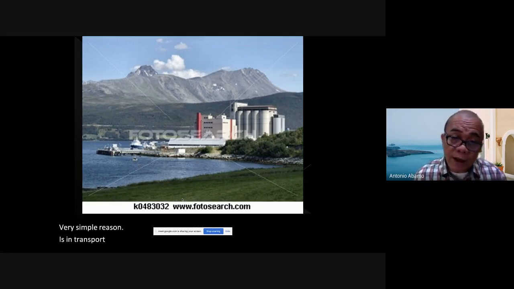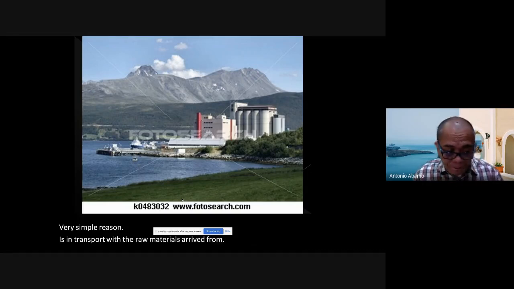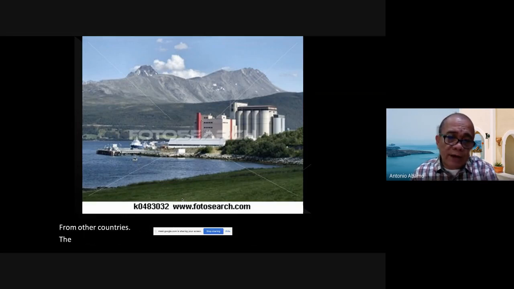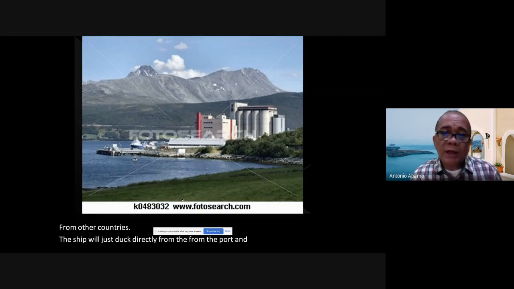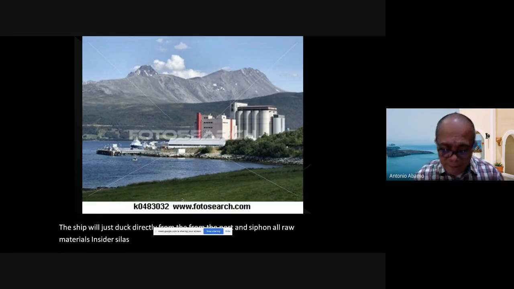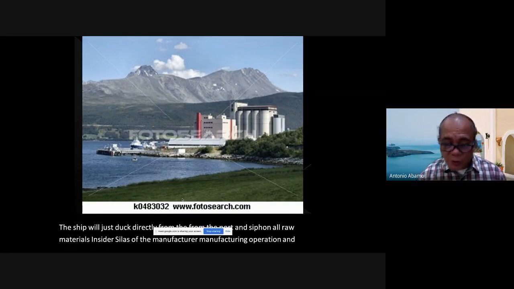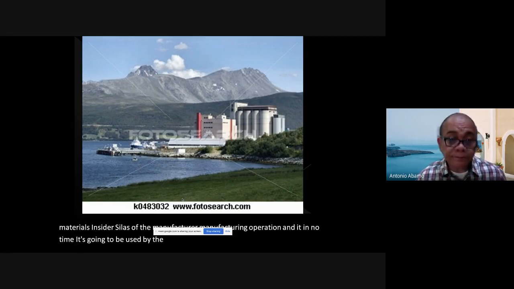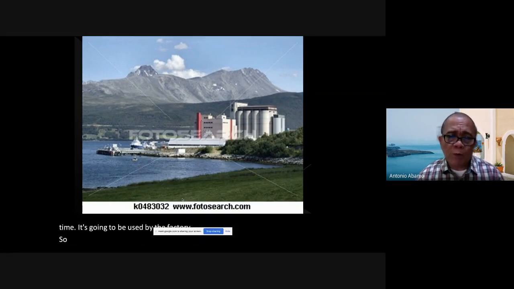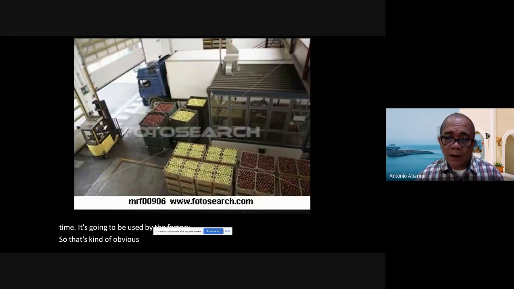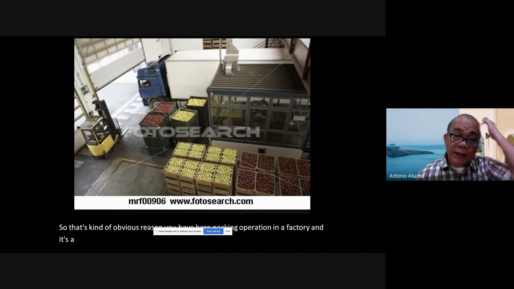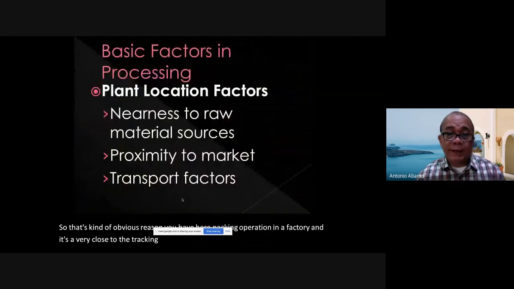When the raw materials arrive from other countries, the ship will just dock directly from the port and siphon all raw materials inside the silos of the manufacturing operation, and in no time it's going to be used by the factory. So that's kind of obvious reason. You have here packing operation in a factory, and you see very close to the trucking also activity.